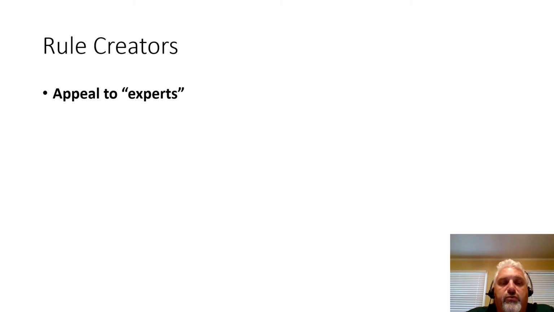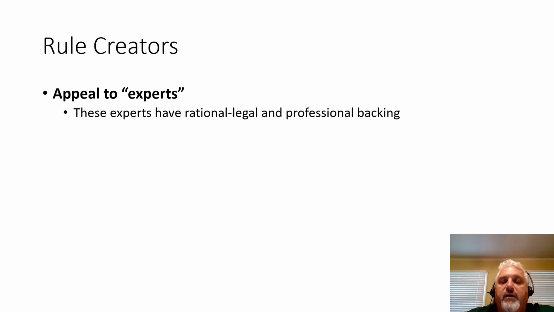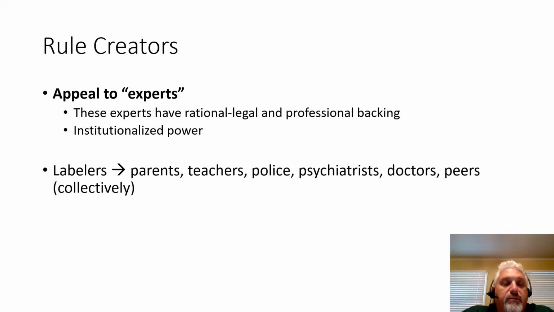So one of the ways in which rule creators exercise their power is through appealing to experts. Okay? These experts typically are those who have recognition as being experts. They have professional backing, they have education, they have licenses to practice their craft. They have institutionalized power. What I mean by that is that they basically have the support of government and other institutions to make these kinds of decisions.